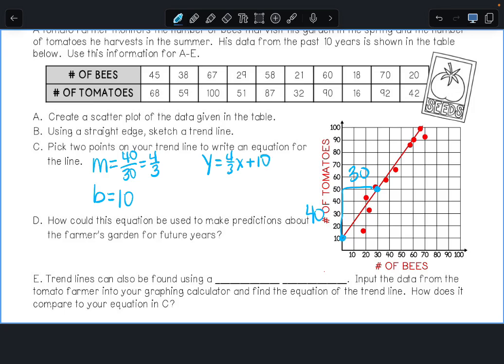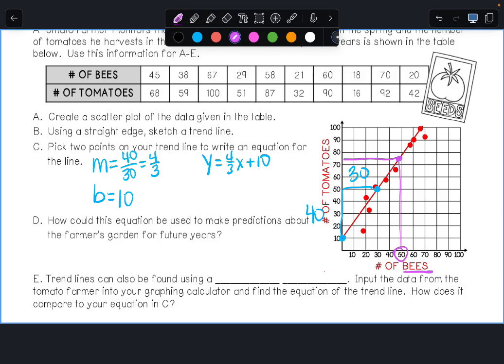Now part D asks, how could this equation be used to make predictions about the farmer's garden for future years? So for example, if I gave you a question that said, if 50 bees visited the garden, how many tomatoes could I expect? What would you tell me? 50 bees, you would say somewhere around 78. Yeah, any number between 70 to 80, correct?